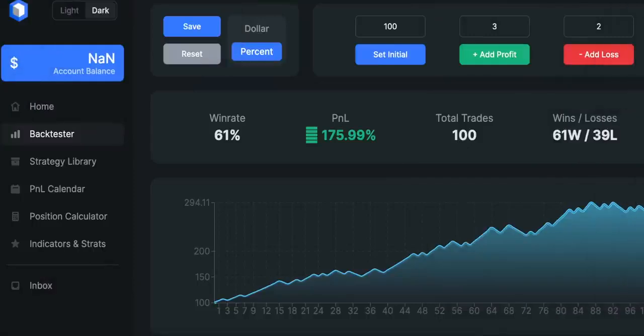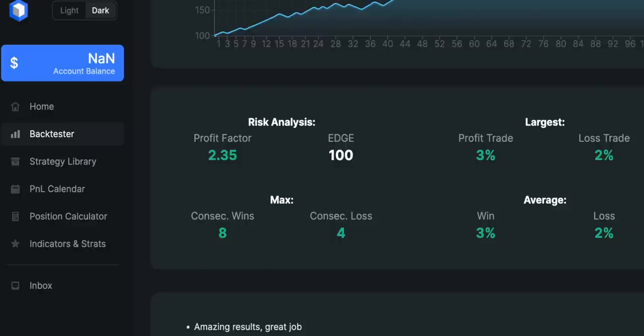Okay, so after 100 tests, we see our strategy turned out to be extremely successful. Our win rate is 61% and we increased our account size by 175.99%. The equity curve is extremely consistent. Sometimes you do have some consolidations, but they don't last for long. Our profit factor is 2.35 and we had 8 consecutive wins against 4 consecutive losses.